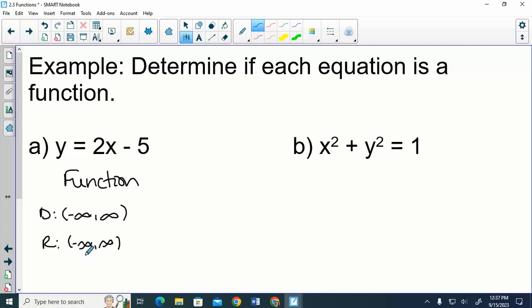B. Would that be a function? So, it wouldn't. Why not? Just the y squared. If you think about, if I put in 1 for my x, then what would y have to be?